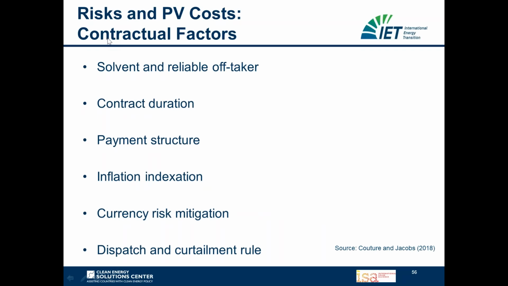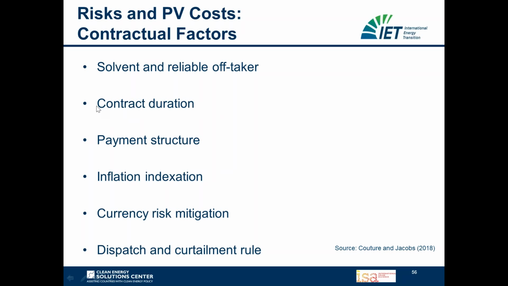And last but not least, let's take a quick look at important contractual factors. Of course, the solvency and the reliability of the off-taker, so of the institution which is paying money to independent power producers, is very important. This has a very significant impact on the risk perception by banks, and this also determines the cost of capital quite significantly. Contract duration is very important.